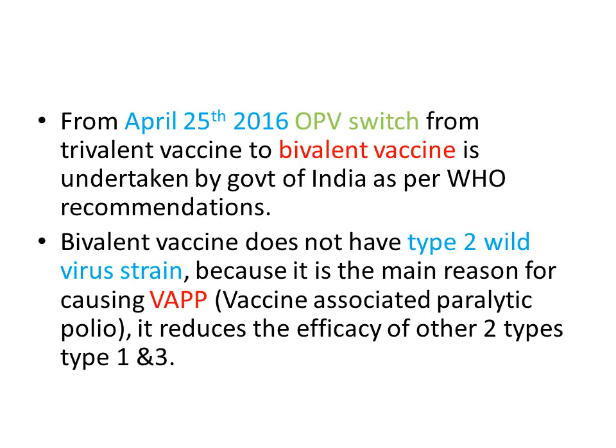This bivalent vaccine does not have the type 2 virus strain, because it is the main reason for causing vaccine associated paralytic polio. It also reduces the efficacy of the other 2 types, type 1 and type 3. So only type 1 and type 3 are present in the oral polio vaccine. The type 2 strain is not present.